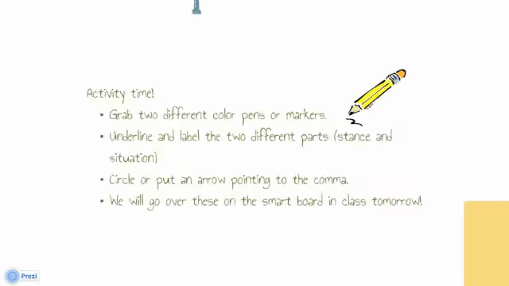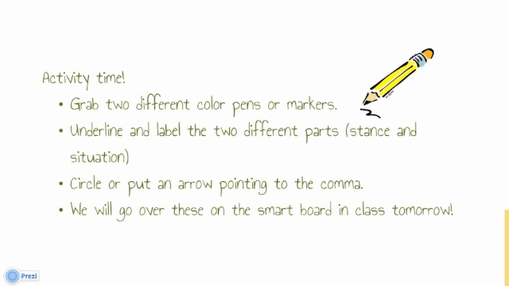All right, activity here, the first one, is to use 2 different colored pens or markers on your iPad. I probably should have changed this up a little bit from last year, and I guess I forgot. But what you're going to do is on your iPad, for these sentences that I just gave you, go ahead and use the highlighter function or the highlighter tool and highlight or underline the 2 different parts, the stance and the situation. And also put a circle or an arrow pointing to the comma that was used here. So that you can figure out the different parts that are involved in this sentence.